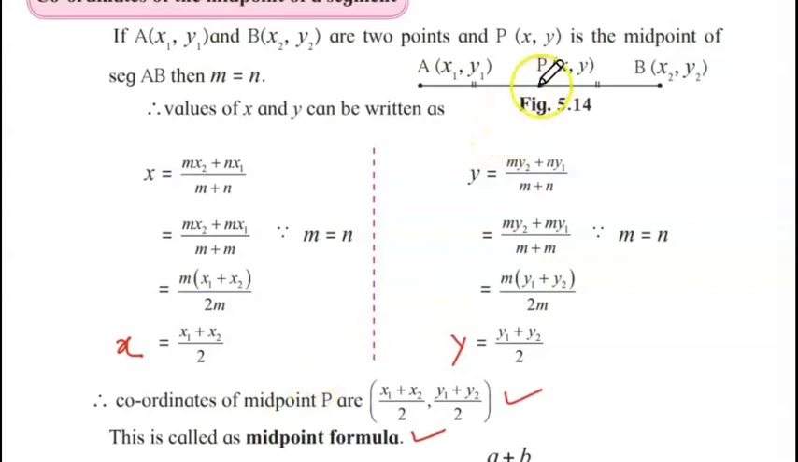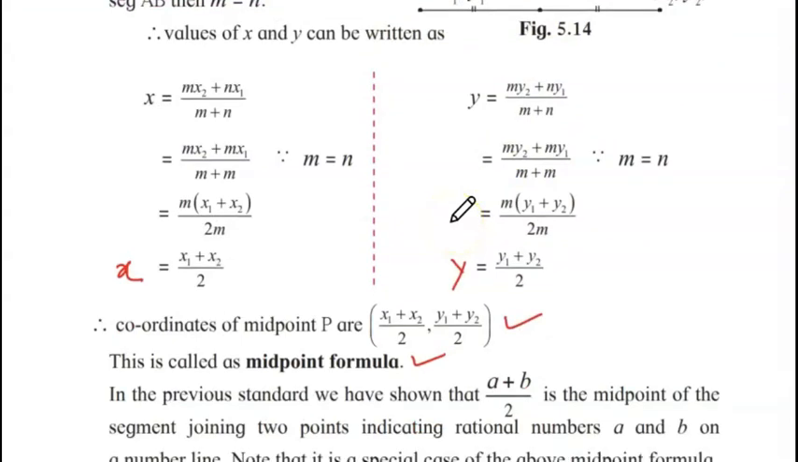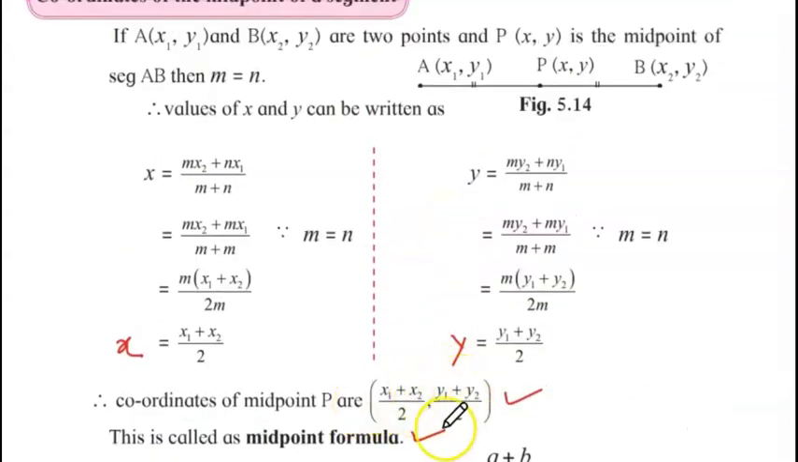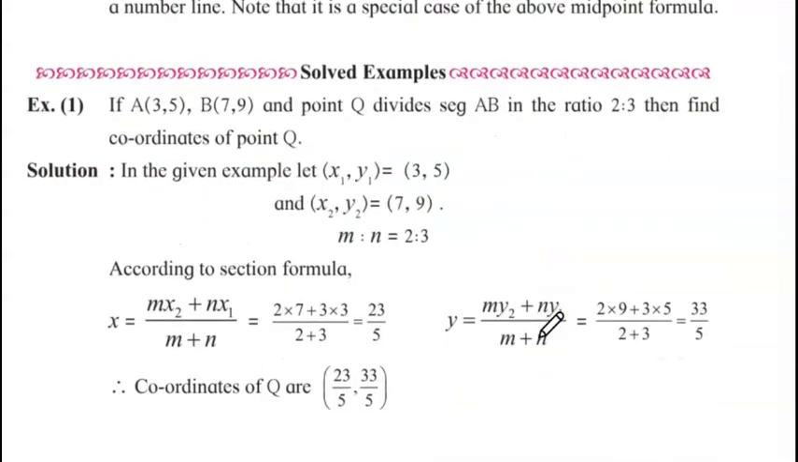If the point P is the midpoint of the segment AB and the coordinate of the point A is x1 y1 and B is x2 y2, then x is equals to x1 plus x2 upon 2 and y is equals to y1 plus y2 upon 2. This is the midpoint formula. Okay, now we'll see the solved examples.